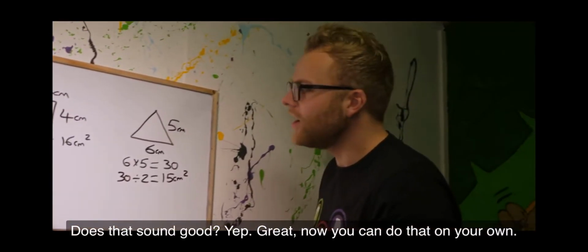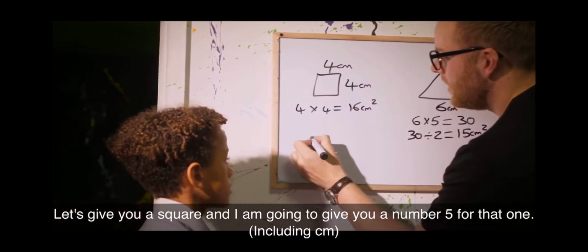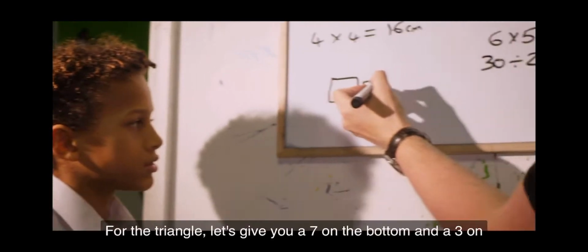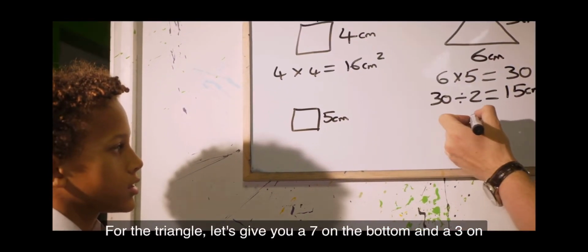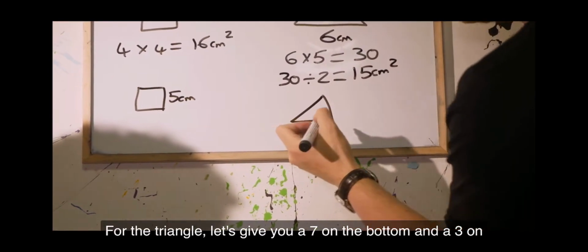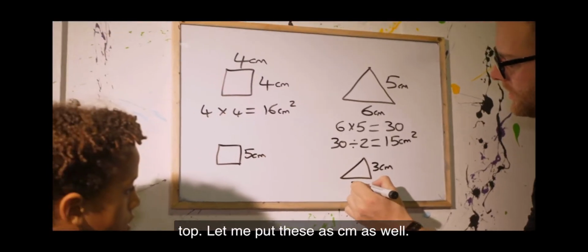Does that sound good? Yeah. All right, now you can do it on your own. So let's give you a square, and I'm going to give you a number of 5 for that one. And then put centimetres so you can do it. And then triangle, let's give you a 7 and a 3. Okay, and put these as centimetres and centimetres.